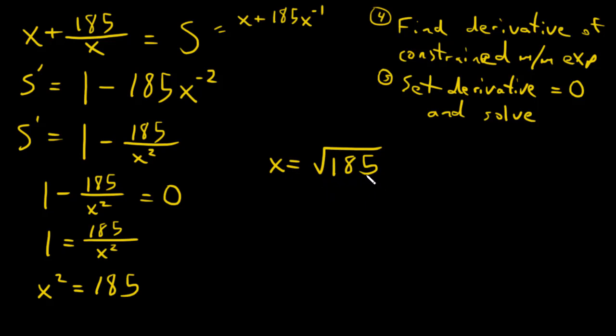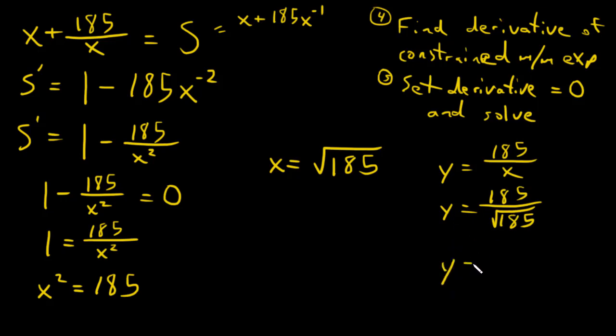So if x is root 185, how on earth do I find y? Well, I've already defined that, right? y was just 185 divided by x. So y is going to equal 185 divided by root 185. Okay? So y actually winds up equaling root 185 too.